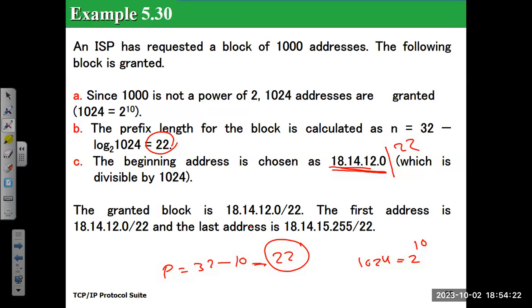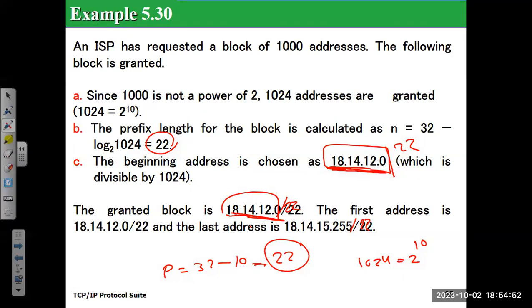The beginning address is chosen. They decide to give the first IP address. Perfect. Now, how do you want to write it? Simply, you write the first IP address /22, because we know the prefix is 22. What is the last IP address? You just add 1,000 on top of that, and again it's a /22. So that's another type of question in the exam.